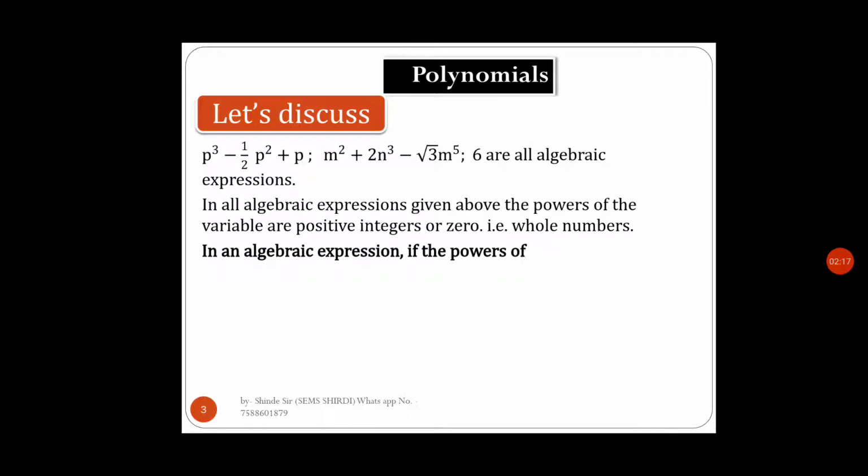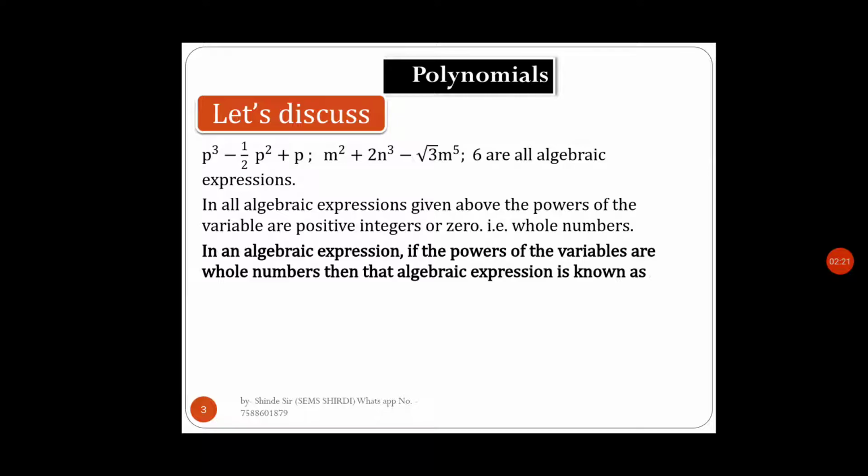In an algebraic expression, if the powers of the variables are whole numbers, then that algebraic expression is known as a polynomial. Polynomials generally have one or more terms. Algebraic expression means numbers and variables together with the four basic operations. So the mathematical definition is: an algebraic expression in which the powers of the variables are whole numbers is known as a polynomial. For example, 6 is also a polynomial.